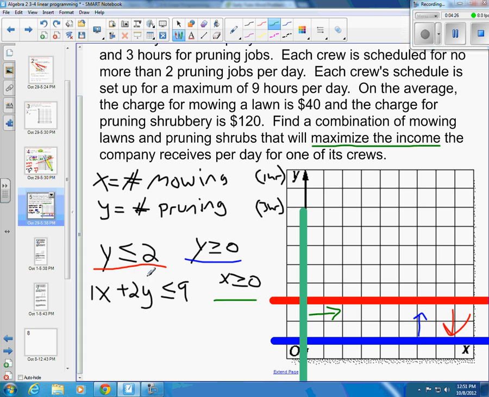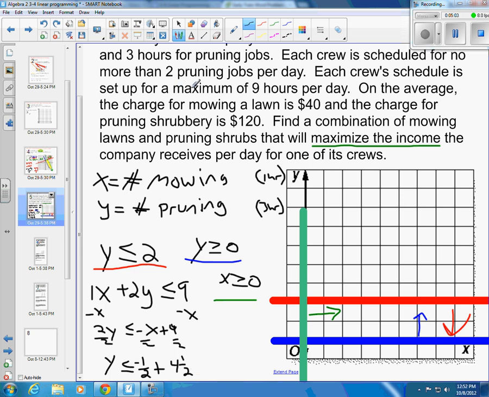And I've got one more constraint: x plus 2y is less than or equal to 9. So let me rearrange that one. If I subtract the x from both sides, I would get 2y is less than or equal to negative x plus 9. And then I would need to divide both sides by 2. Right? Divide by 2, divide by 2, divide by 2. And so y is going to be less than or equal to negative 1/2 x plus, and 9 divided by 2 is 4 1/2.